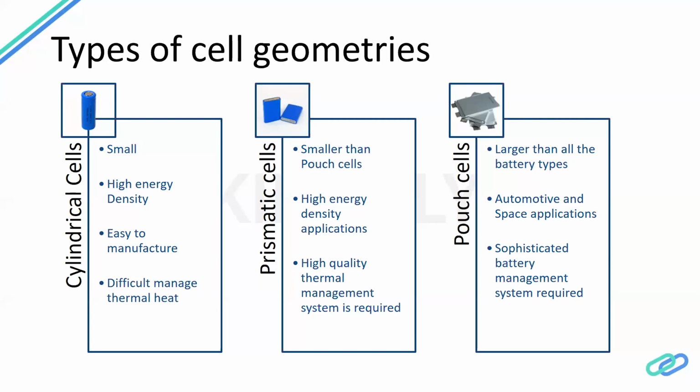Like you all know, cylindrical cells are smaller. Prismatic cells are smaller than pouch cells, but they are not as small as cylindrical cells. So that is one of the biggest reasons why Tesla went with cylindrical cells and didn't use pouch cells or prismatic cells for Tesla cars.